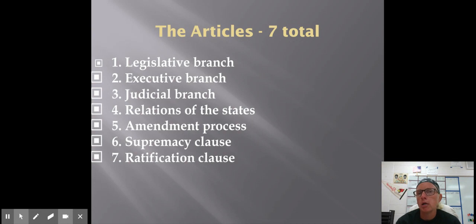Supremacy Clause, that's just a statement that says if there's ever a fight between state and national government, the national government wins. We're going to talk more about that when we talk about Article 4. And the Ratification Clause, where you don't really need to know much about it. It's just, hey, we're done, we're ratifying, let's do this.